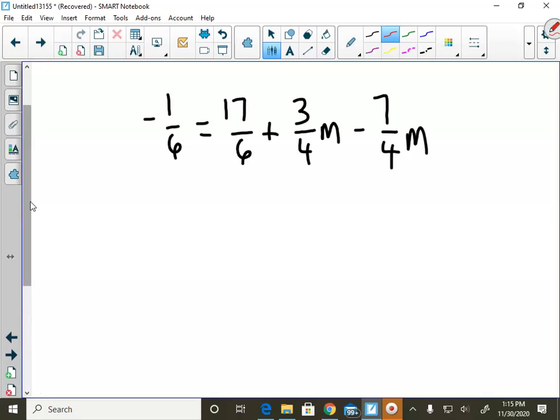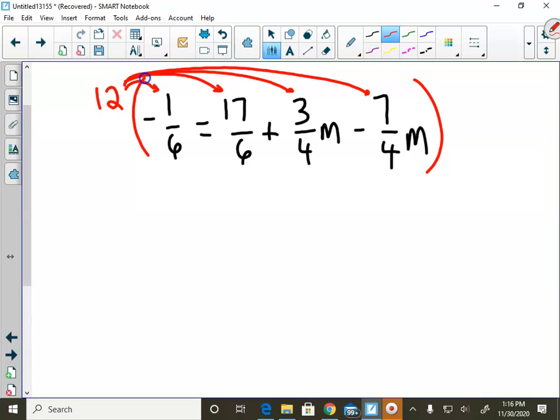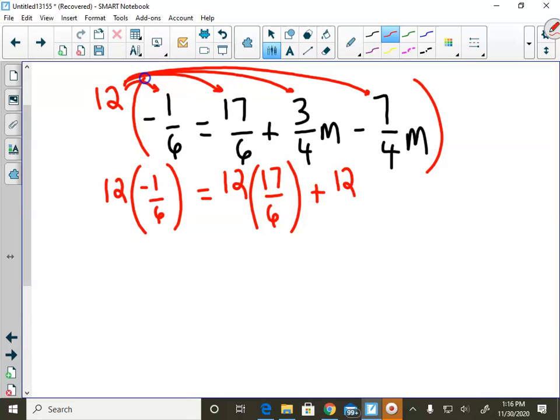So in this case, that denominator is 12, so we're going to multiply the entire problem by 12. And if you remember from distributive property, when we do this, what that means is I'm going to multiply 12 times each of the pieces, or each term, inside the parentheses here. So I'm going to start off with 12 times negative 1/6 equals 12 times 17 over 6 plus 12 times 3/4 m minus 12 times 7/4 m.